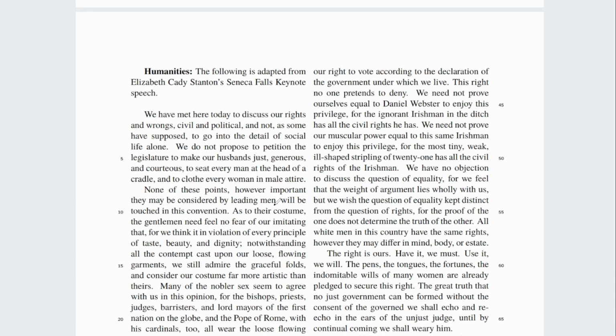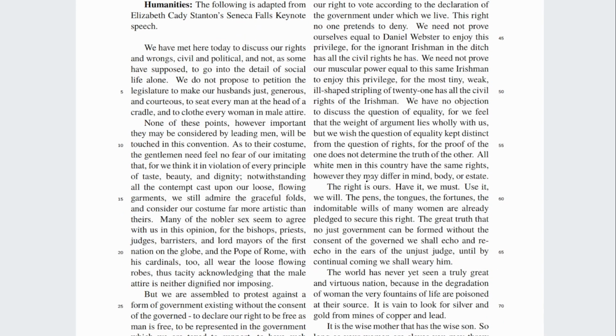Okay, passage 4. Final passage, which is adapted from Elizabeth Cady Stanton's Seneca Falls keynote speech. Very nice speech. I'm expecting some good writing here, but let's see what we have going for us. We have met here today to discuss our rights and wrongs, civil and political, and not, as some have supposed, to go into detail of social life alone.